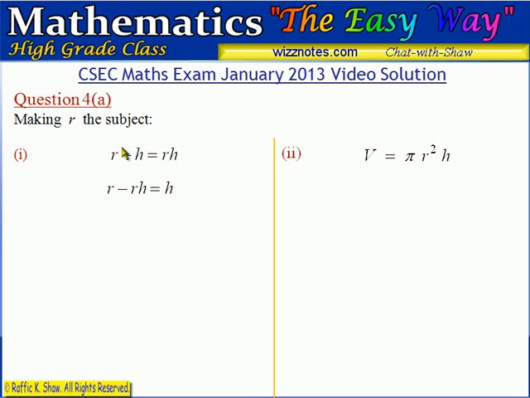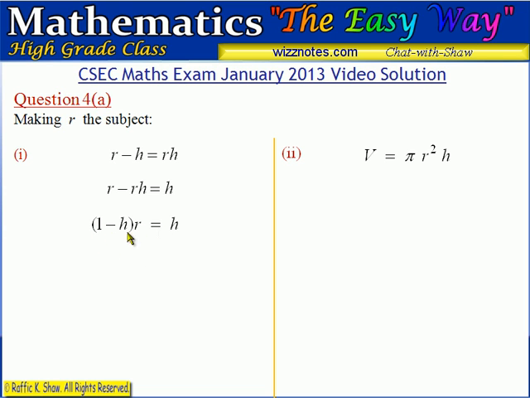The simple way to do this transposition really is to say we take this negative H over onto the right hand side and it becomes H, and we take this RH over onto the left hand side and it becomes negative RH. That's a quick way of doing this transposition. Now we want to make R the subject, so we need to factorize R out of these two expressions, and when we do that we end up with 1 minus H multiplied by R, and we have H on the right hand side.